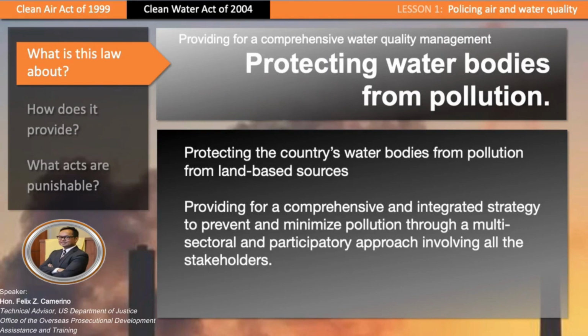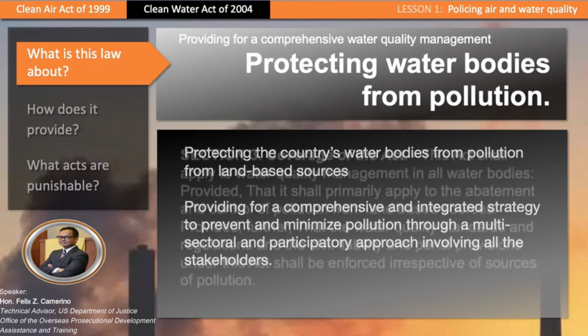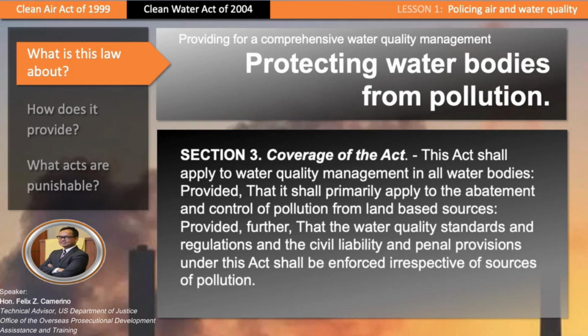But before we dive into how this law describes the requirements for this comprehensive water quality management, it would probably be a good idea to just quickly go over the provision of this law that talks about the coverage of this act. So I pulled this from the law itself, and basically it says that the coverage applies to water quality management in all water bodies. All water bodies throughout the country.